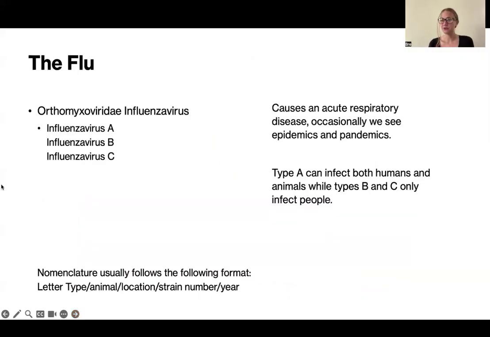So, the flu, what is it? It's a viral infection by the orthomyxoviridae influenza virus, right? This causes an acute respiratory disease. Occasionally, it'll cause more severe epidemics and pandemics, and we have three types that infect humans. We have type A, B, and C. C really doesn't matter; it causes very mild symptoms, so we're not really going to talk about that. But A and B can cause more severe symptoms.